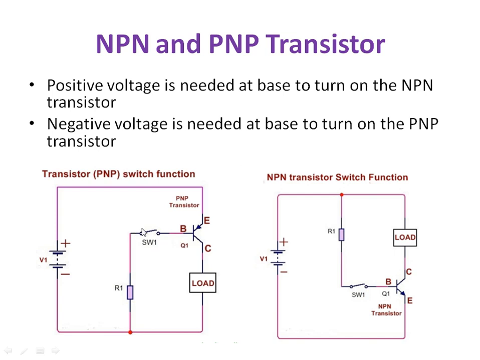So look at the circuit. If it is an NPN transistor, when you close the switch 1, what will happen? This positive terminal will be connected to base. So positive voltage is needed at base to turn on the NPN transistor. If it is a PNP transistor, when you close the switch 1, this negative terminal is connected to base. So there will be a sinking current.